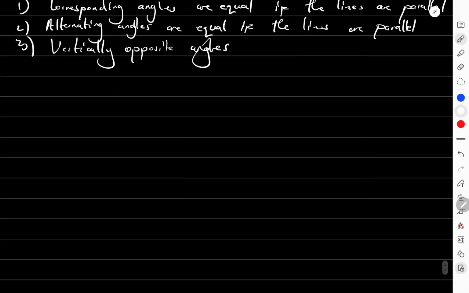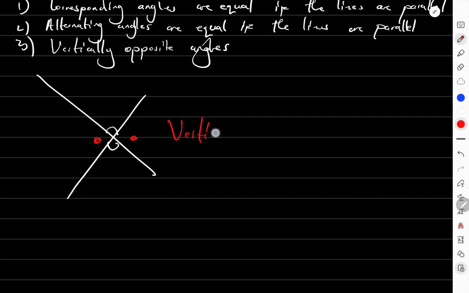Therefore, with this structure, it means if you see something like this, the angle that is found here and the angle found there, they are the same. And also, the angle that is found here and the angle that is found there, they are the same. Reason is going to be vertically opposite angles.